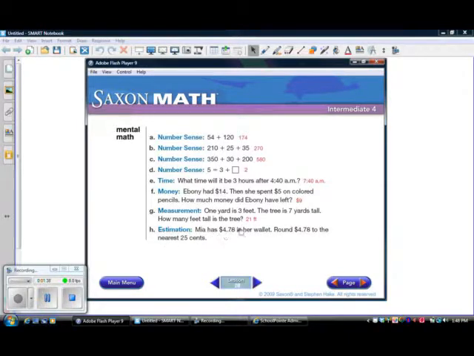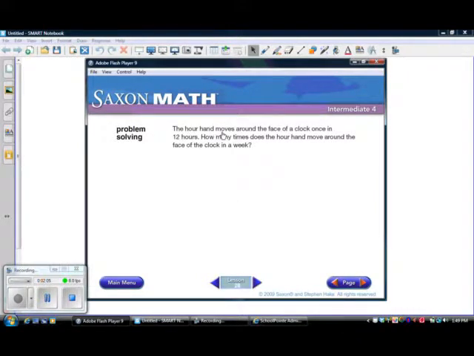Mia has $4.78 in her wallet. Round $4.78 to the nearest 25 cents. Would that be closer to $4 even? So $4 bills and no quarters, $4 bills and 1 quarter, $4 bills and 2 quarters, $4 bills and 3 quarters. Yes, it would, because that would be $4.75, and that's very close.